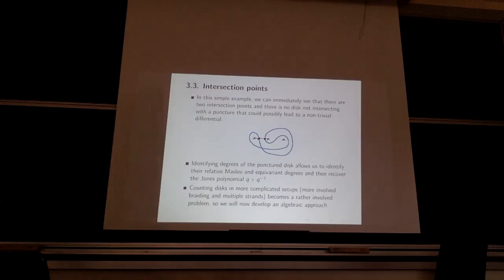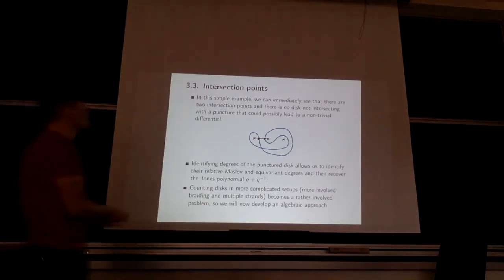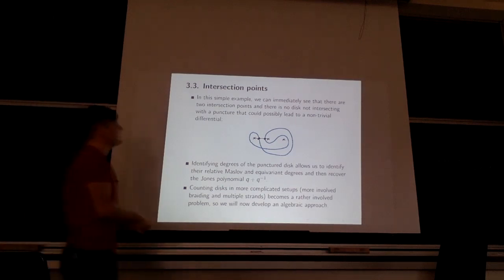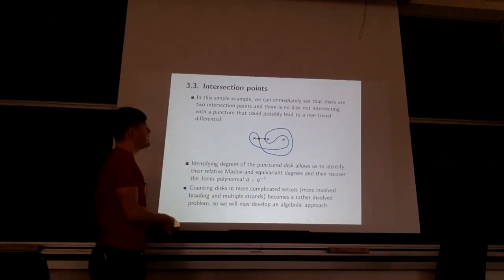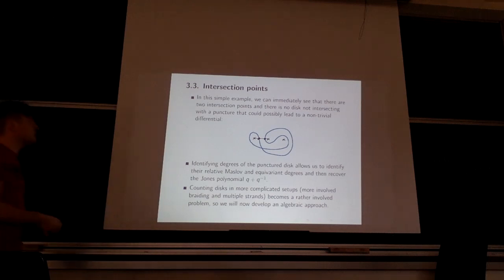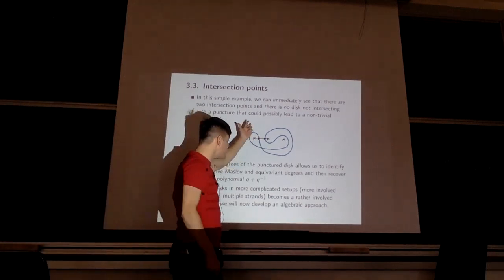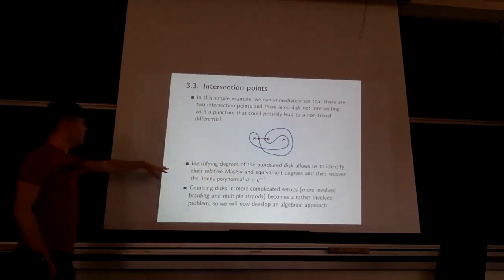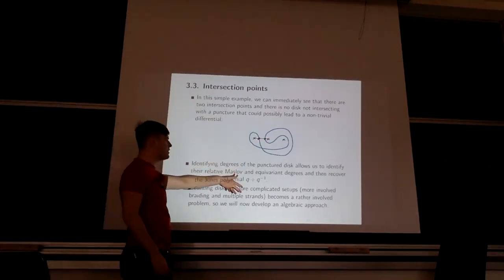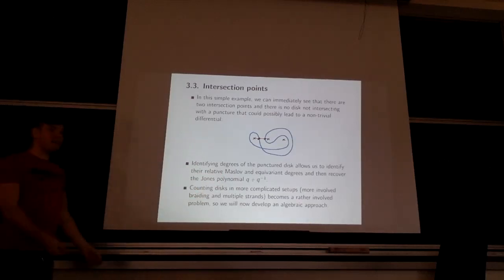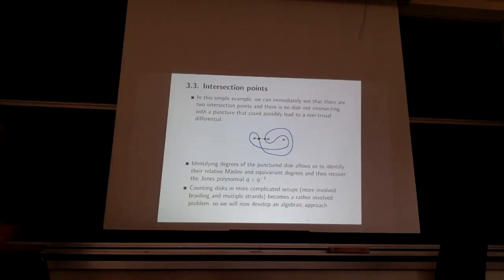Okay. Right. So in this simple example, we can immediately see that we have two intersection points. We can also see that there's no disk intersecting the puncture that could possibly lead to a non-trivial differential between them. We could identify the degree of the punctured disk in the picture and identify the relative Maslov and equivariant degree to recover the Jones polynomial. I'm not going to do that. We are instead going to follow a more algebraic and slightly different perspective.